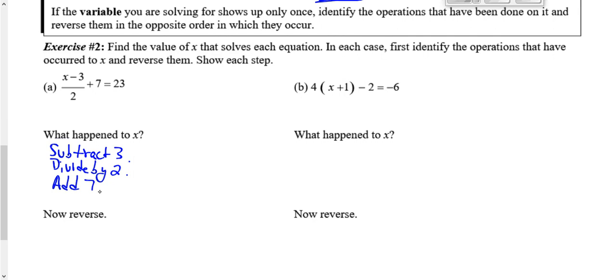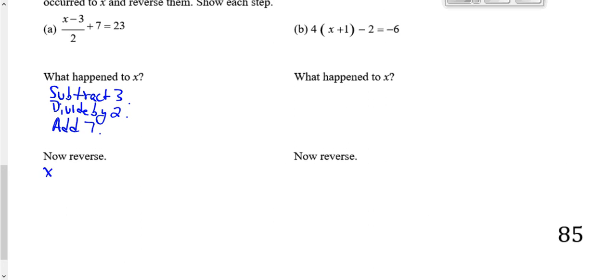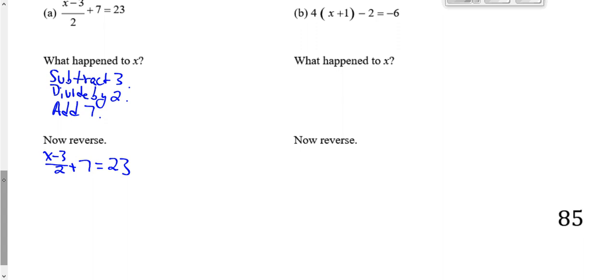So we do the inverse of each one of these in reverse order. So let's write this guy down. x minus 3 over 2 plus 7 equals 23. So what should we do first to solve it? No, we got to go backwards. Subtract 7 from each side. Right, subtract 7 here from each side, yep. That leaves us with x minus 3 over 2 equals 16. Now what do we do? And then you multiply by 2, because that undoes the dividing by 2, both sides.